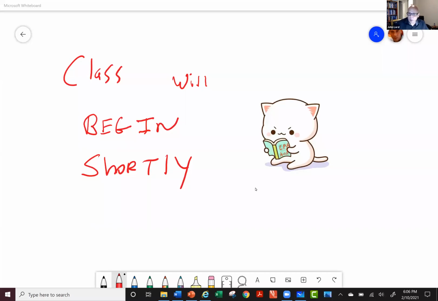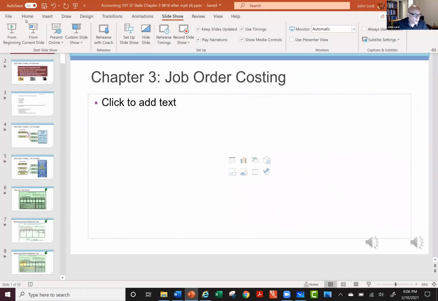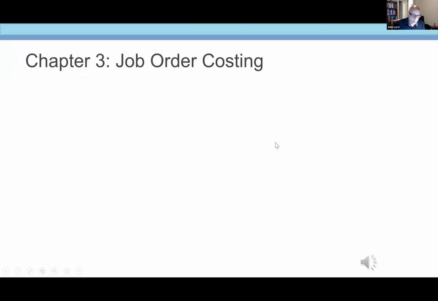And okay, so we're recording now, so you might want to click that off on your screen so you can see everything. And let's go ahead and jump in. It says chapter 3 here. If you're following along with the way the book is outlined, we're really covering information from both chapters 2 and 3 in this lecture. Take a look at this job order costing.